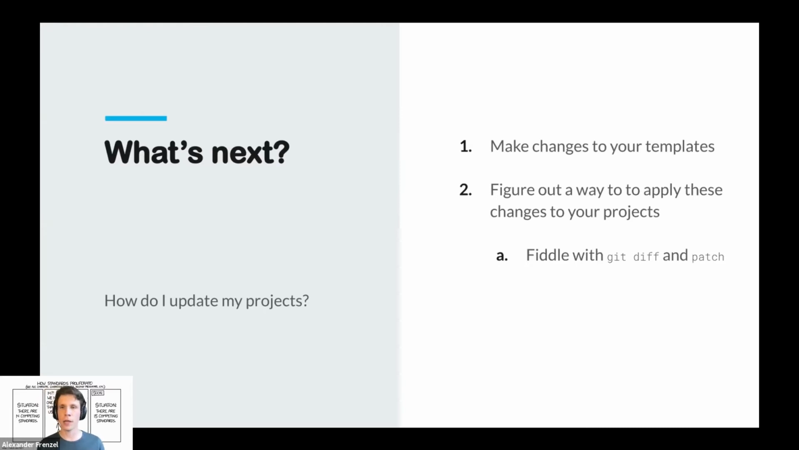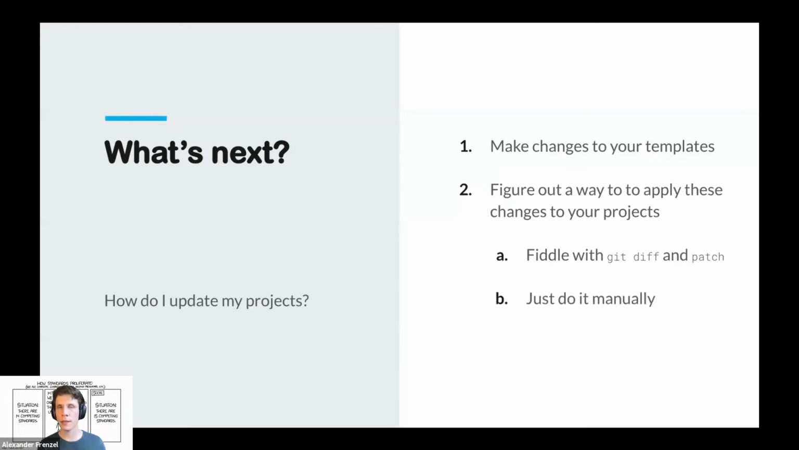One way would be to fiddle around with git diff and patch and try to somehow generate a patch which you can apply to all the projects that have been created using your cookiecutter template. But that can become very, very tricky and hard, especially if you move files around or you refactored the pyproject.toml, for example, moving sections around in that file. And then it becomes kind of hard, if not impossible, to do.